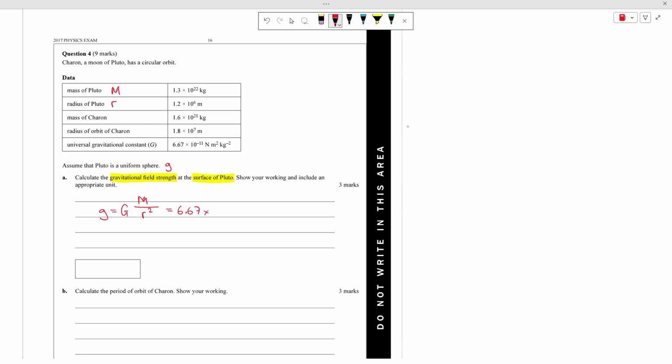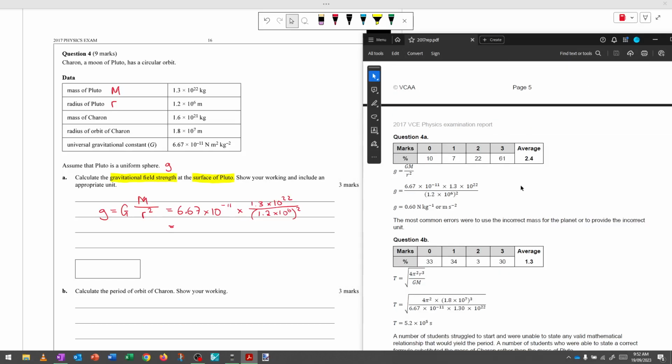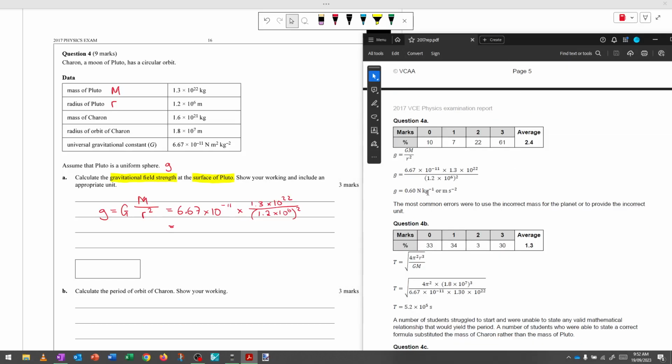6.67 times 10 to the negative 11 times the mass of Pluto, 1.3 times 10 to the 22, over r squared. So again in brackets, 1.2 times 10 to the 6 meters, squared. Just be careful, everything's going to be in kilograms and meters for everything to work, so that's fine. Now we just type it all into the calculator. I'm not going to calculate it. The examiner's report will be able to tell us what the answer is. Okay, 0.6 newtons per kilogram.